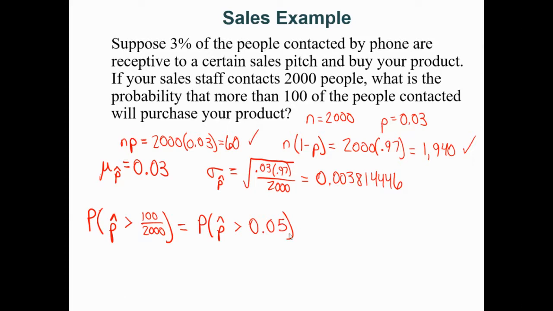And now I just use my normal approximation here. The probability that z is greater than 0.05 minus 0.03 divided by our lovely standard deviation. What do we get for our z-score?